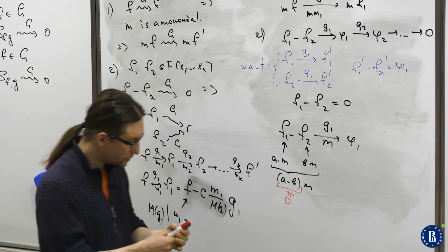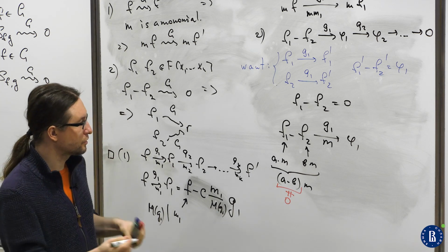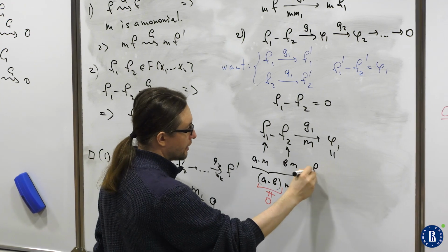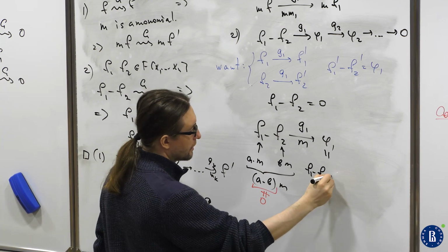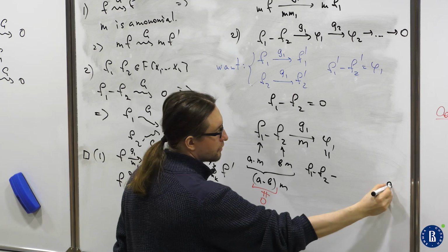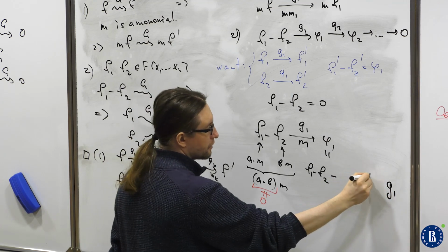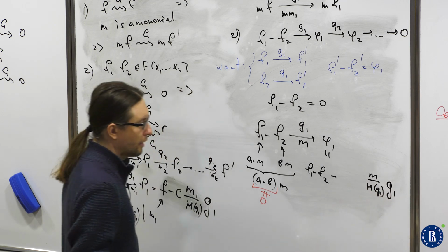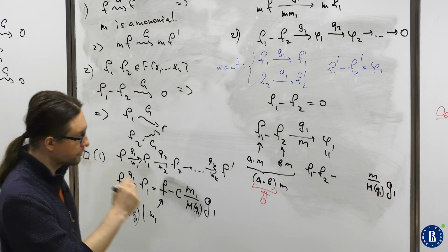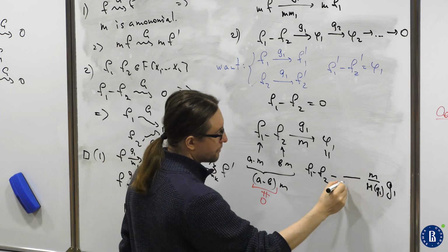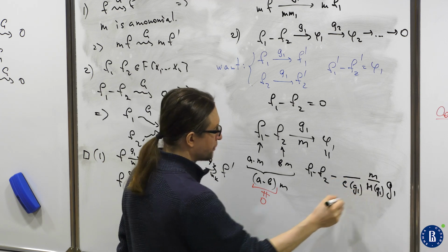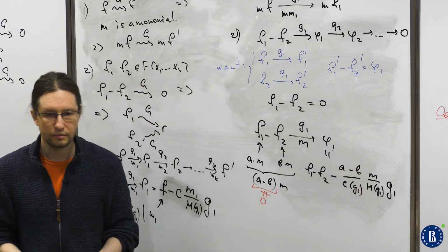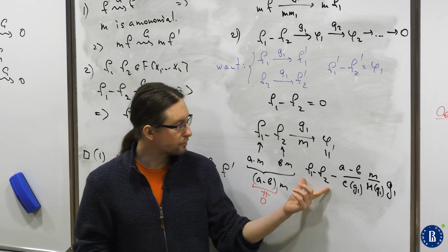Now, how should the reduction look like? Well, by the definition, this is F1 minus F2 minus G1, here M over the leading monomial of G1. And then I want to divide by the leading coefficient of G1 and multiply by A minus B. So this is by definition how the reduction works.